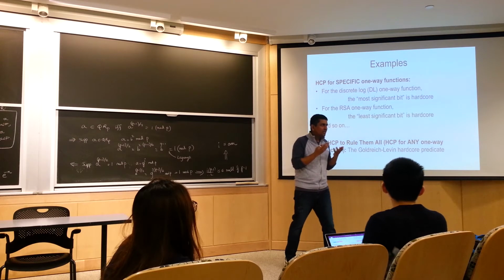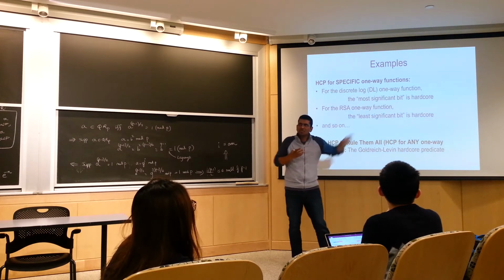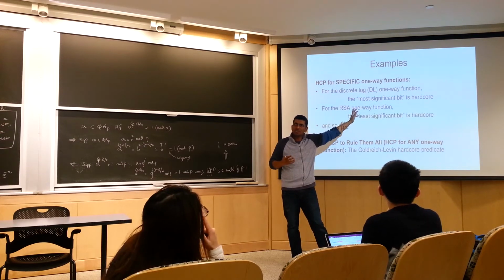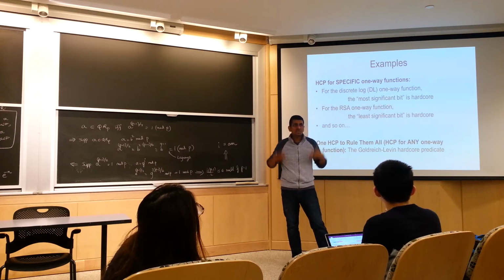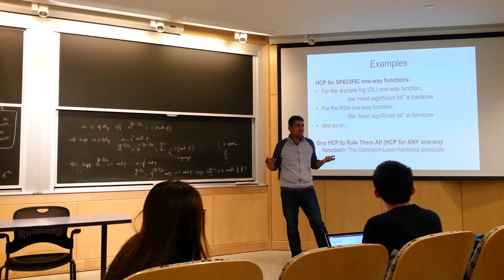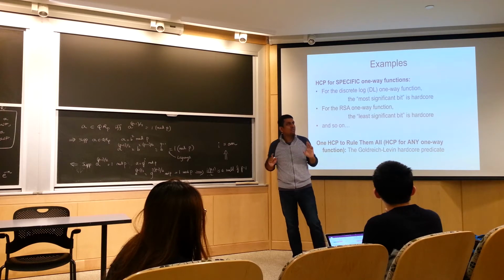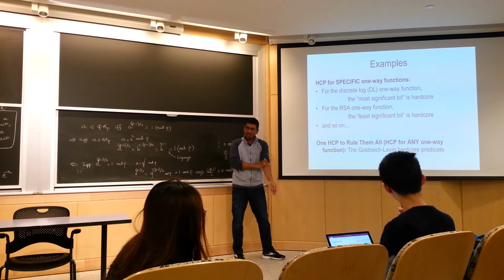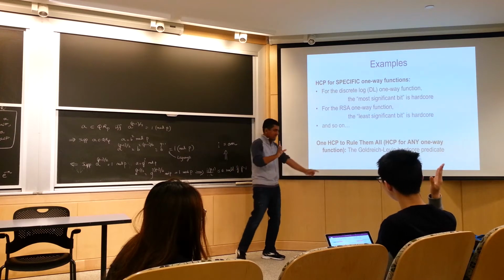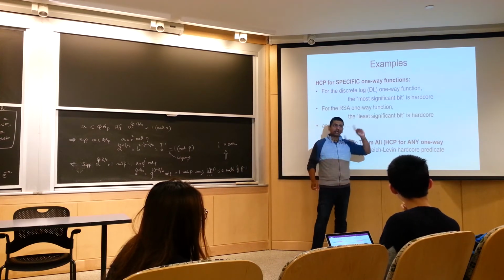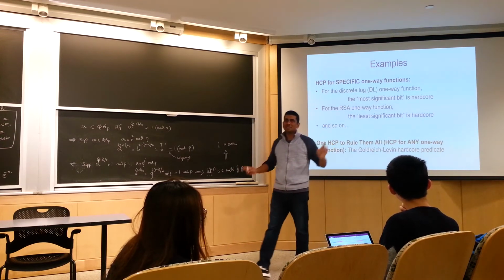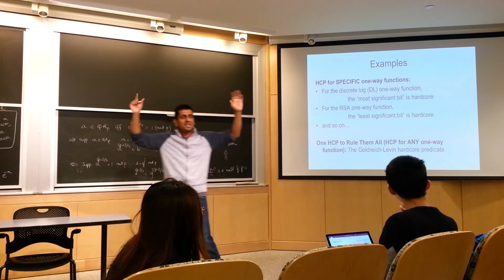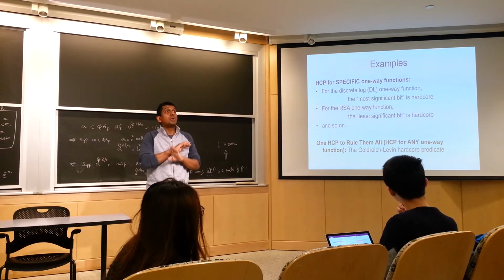And you have to prove these things, as we will do for the most significant bit. The question is, do you have to prove these things starting from scratch every time someone comes up with one? It turns out that you don't have to. This is a really beautiful theorem of Goldreich and Levin. They came up with a hardcore predicate, one predicate to rule them all, right? So this is sort of one predicate, or really a class of predicates, that works for any one-way function.